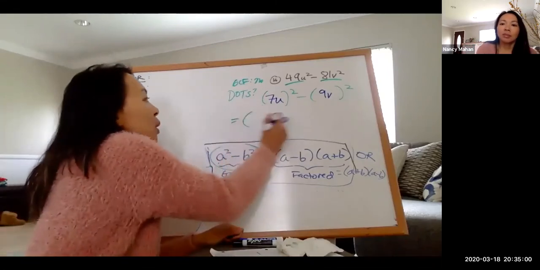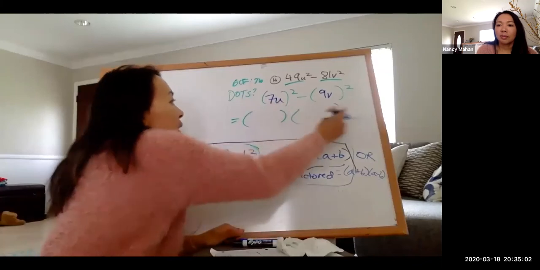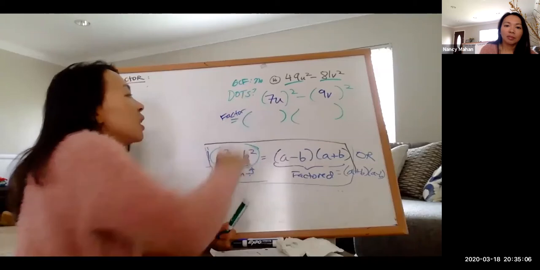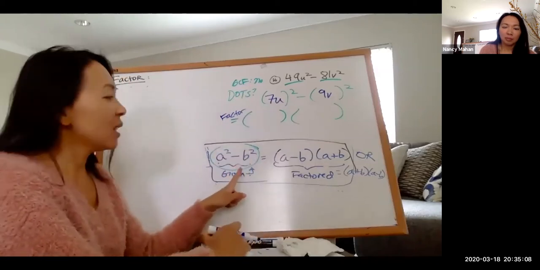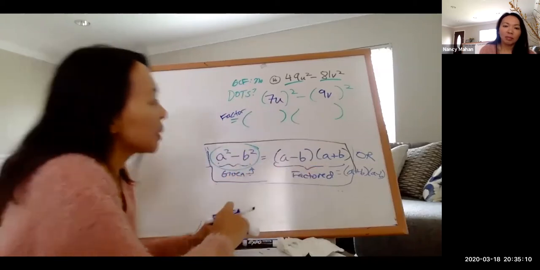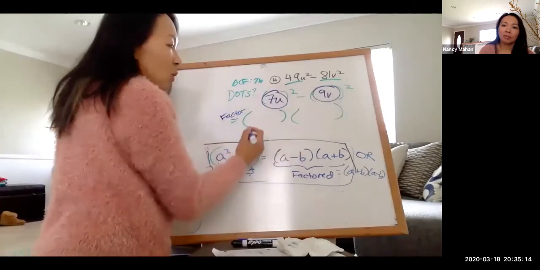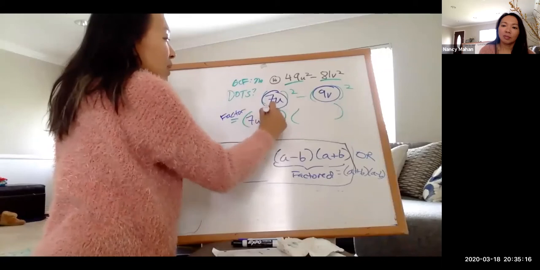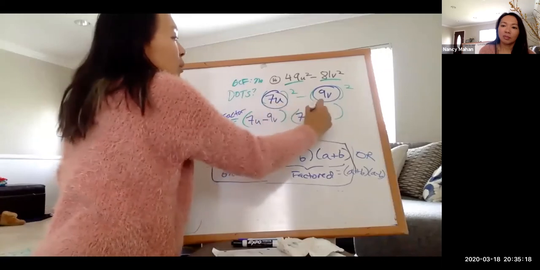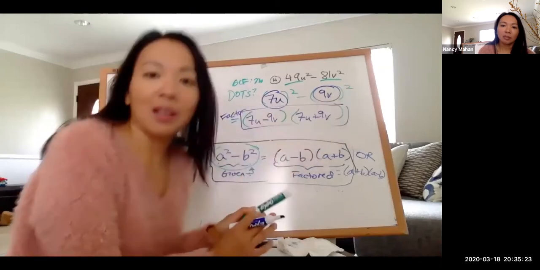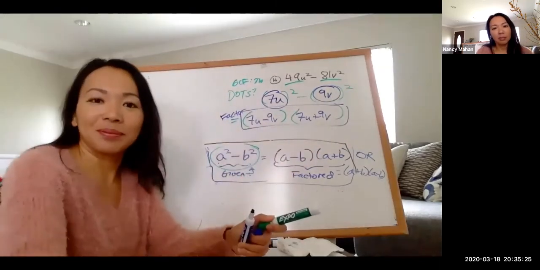So here, I'm going to write this now as the product of two or more items, and this is the step of factoring. Using this formula again, it's going to be a minus b times a plus b. This is my a, and this is my b. So it's going to be 7u minus 9v and 7u plus 9v. And that is your final answer for how to factor a difference of two squares problem.